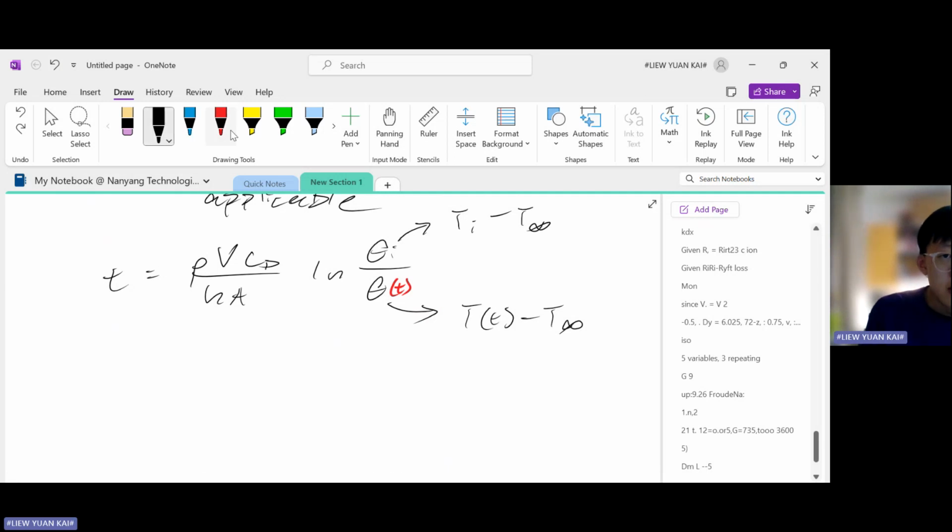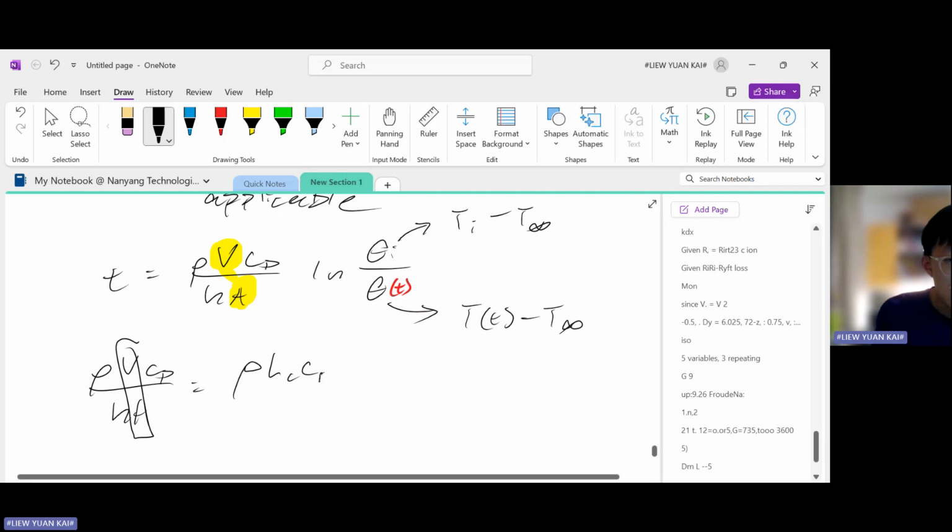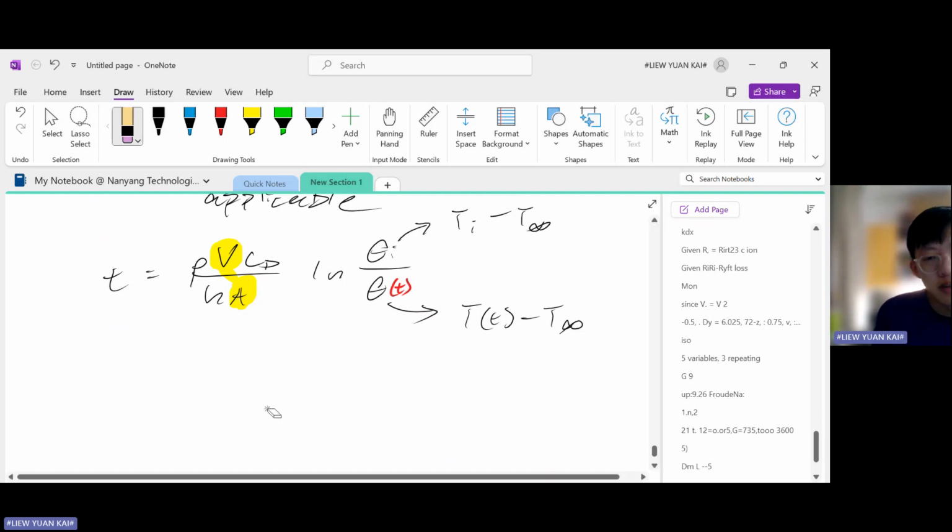Let's sub in the values. But first, let us check. What is this volume over area? We know that this is the characteristic length, right? So actually, rho V cp over hA, this term, we can replace it with rho Lc cp over h. So I don't need to plug in the volume and the area separately. I can just replace this term with the characteristic length.